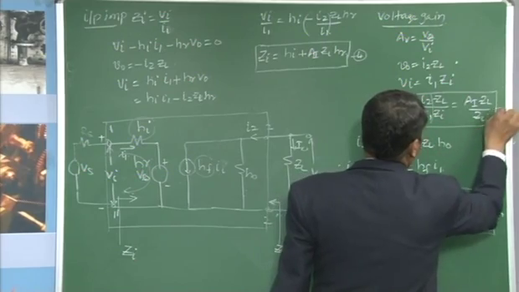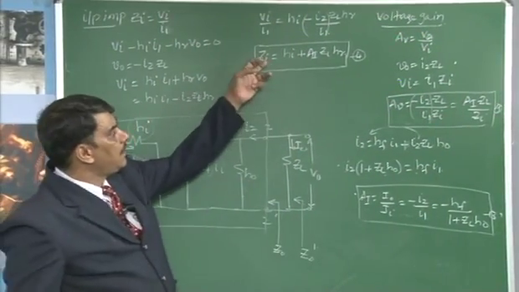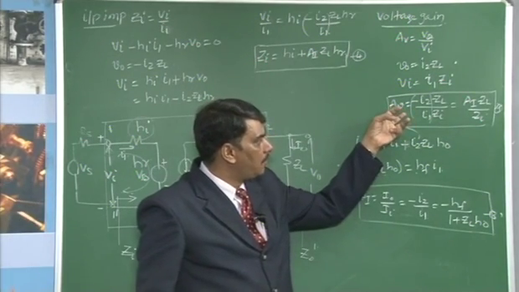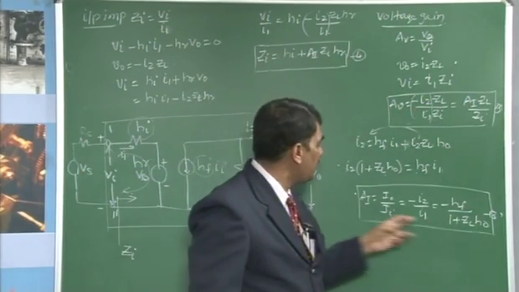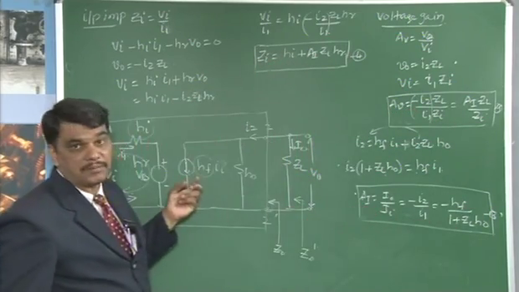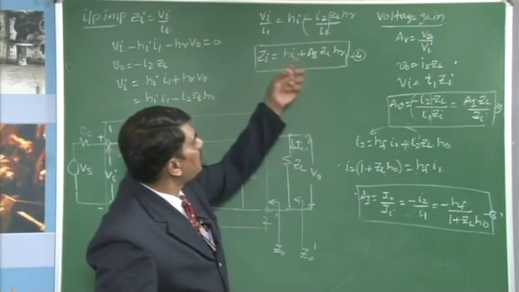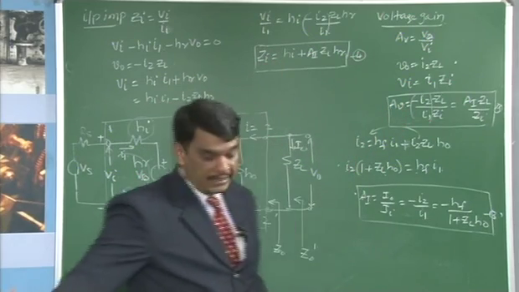If you observe equations 4 and 5, equation 4 is the equation of input impedance and equation 5 represents the equation of voltage gain. These two, input impedance and voltage gain, depend on the current gain of a transistor amplifier. Therefore, if you know the current gain, we can easily calculate the input impedance and the voltage gain.